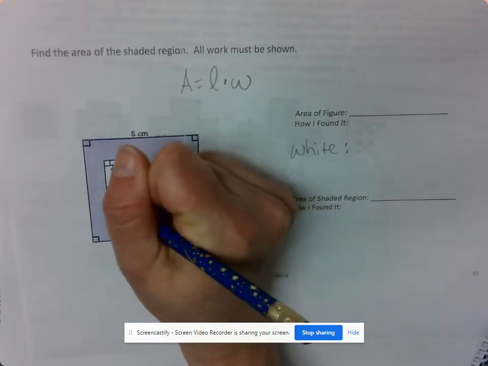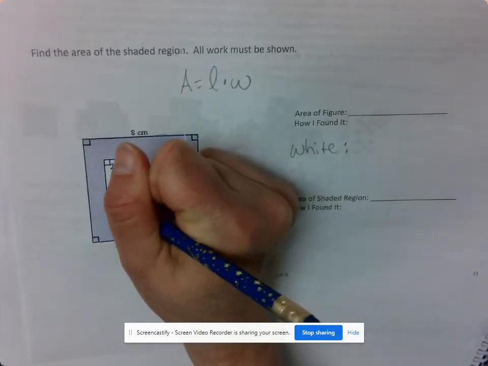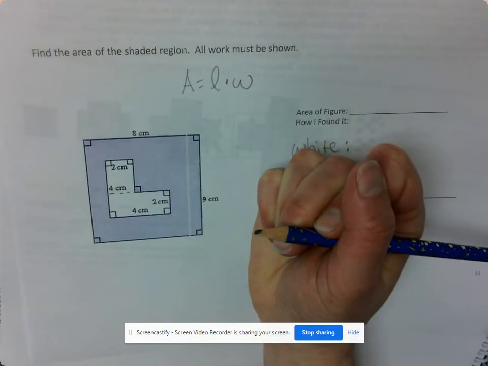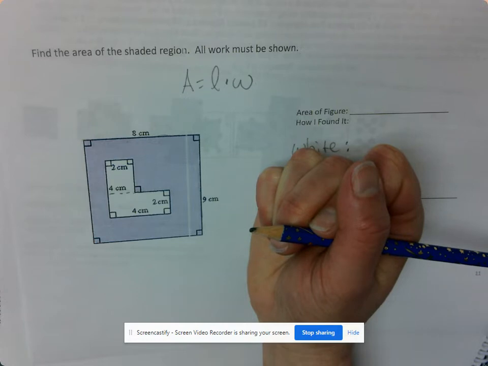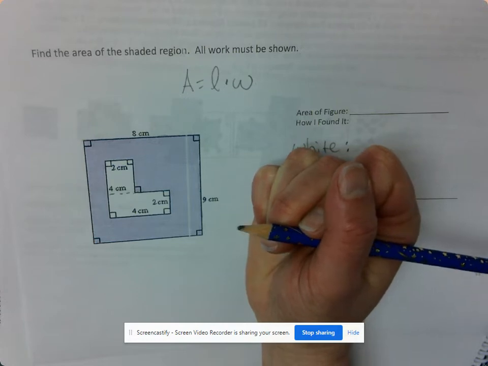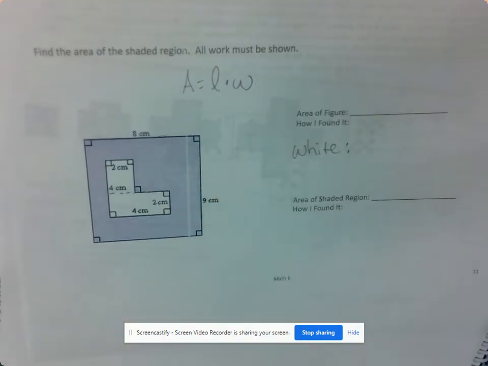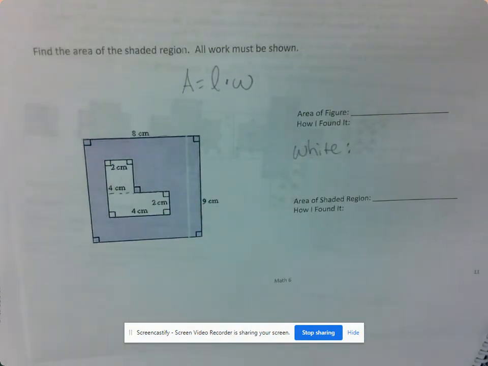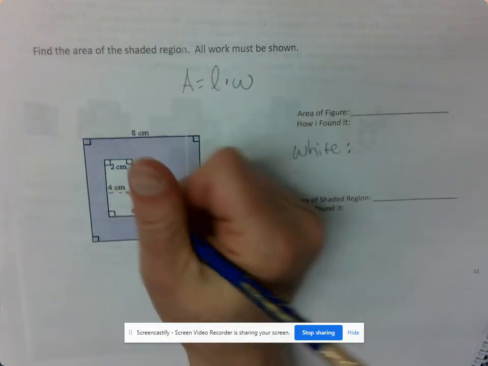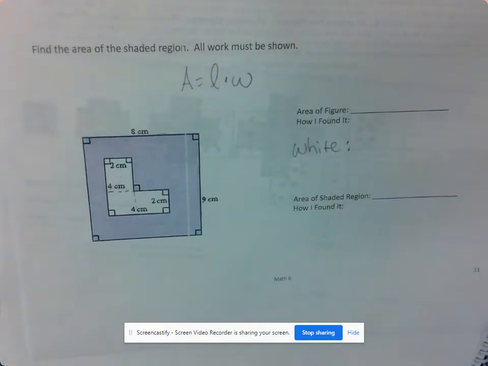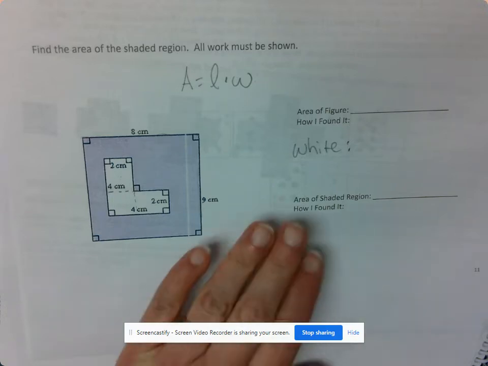The white we can break into 2 different shapes that we can find the area of. So if you break it into 2 rectangles and subtract that from the full figure, you're left with the shaded amount. You're going to want to either break it going this way or break it going this way. It doesn't matter which way we break up the white. Find the area of the white and subtract it out of the full figure.